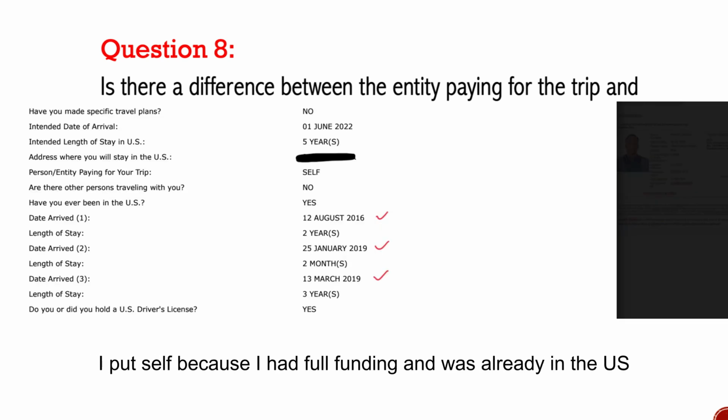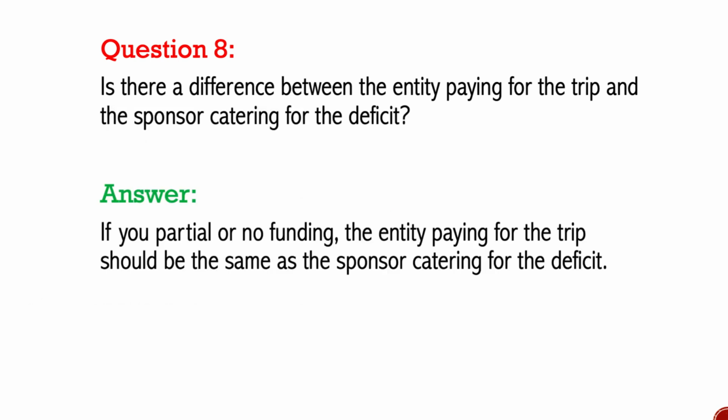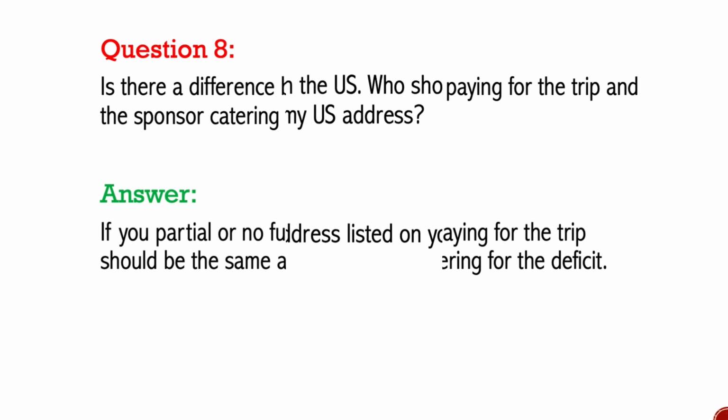Well, if you have full funding, you should probably put the details of the one helping you with your flights and other expenses as the entity paying for your trip. However, if you have partial funding, the entity paying for your trip should be the same as the sponsor catering for the deficit.